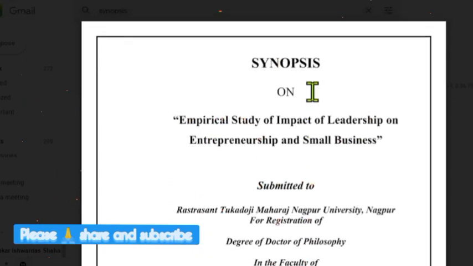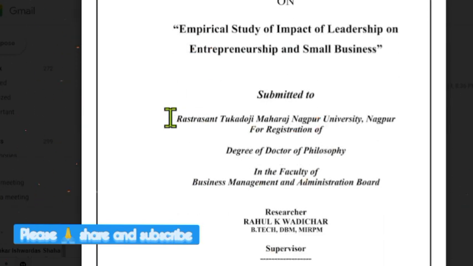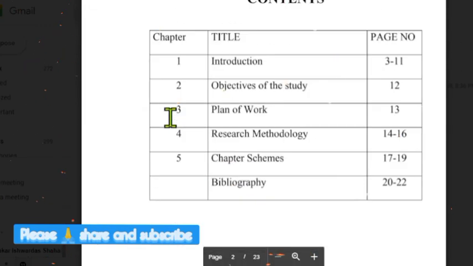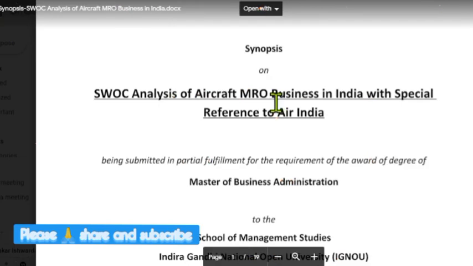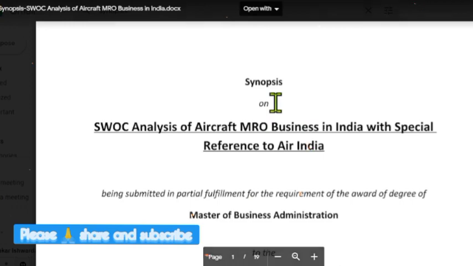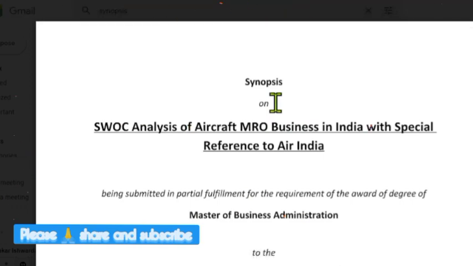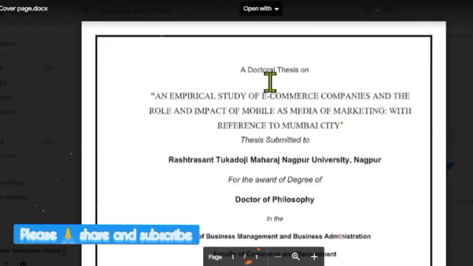Now, apart from this, we have plenty of synopses. This is one of the titles by a research scholar, Empirical Study of Impact of Leadership on Entrepreneurship and Small Business. This was done by Mr. Rahul Badichar, and he has prepared it on similar lines. Apart from this, we also have synopses for MBA. More or less the framework remains the same. There's no thumb rule, as I said earlier, but the titles and the sequence are going to remain what we are discussing right now.